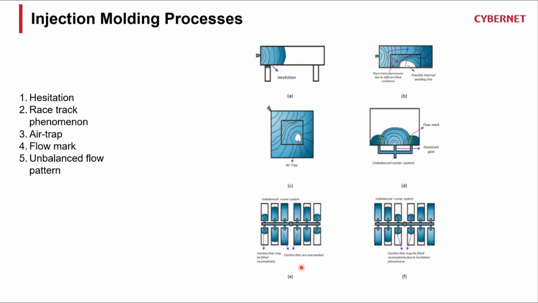For the first one, the cavity is overpacked from here. You can see the first one is already full, that is why the flow hardly reaches the end. And this one is the opposite. It means the cavity might fill incompletely. It reaches the end first, and then the other one doesn't fill completely.